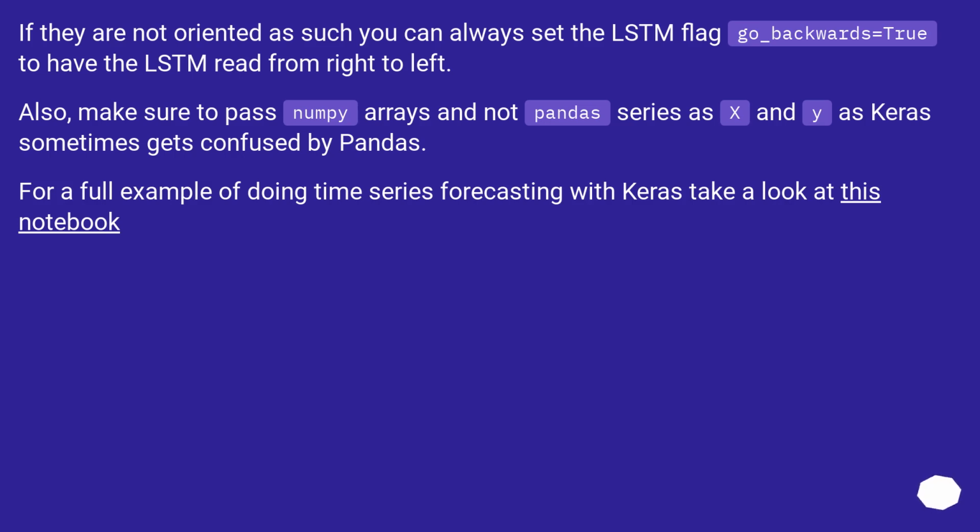If they are not oriented as such, you can always set the LSTM flag go_backwards equals true to have the LSTM read from right to left. Also, make sure to pass numpy arrays and not pandas series as x and y, as Keras sometimes gets confused by pandas. For a full example of doing time series forecasting with Keras, take a look at this notebook.